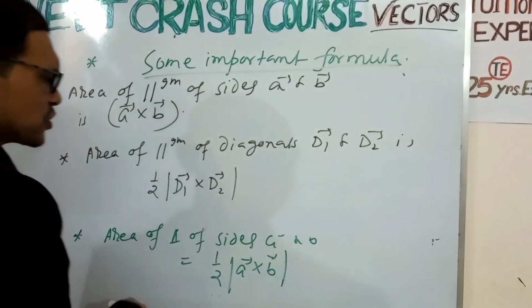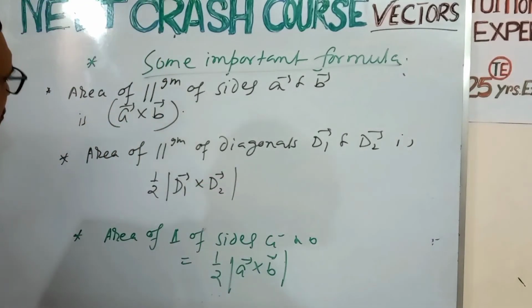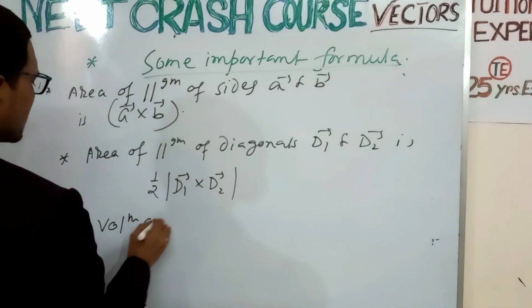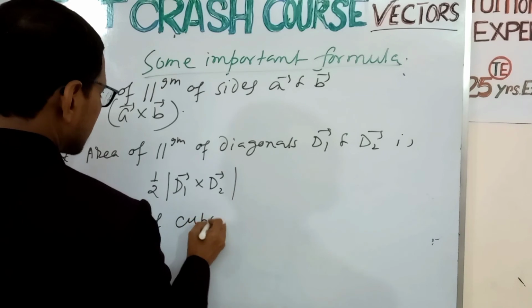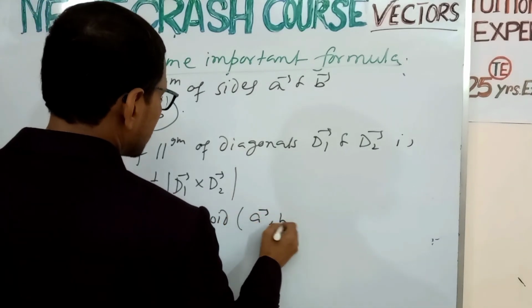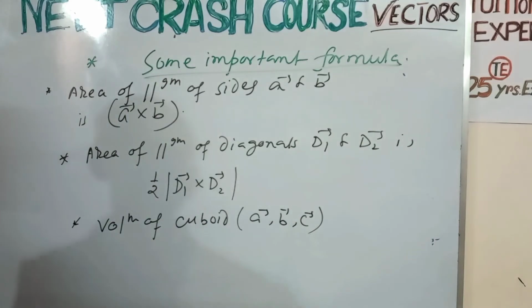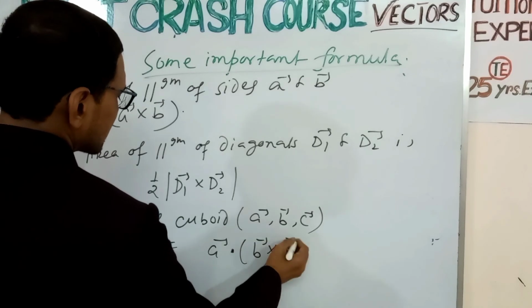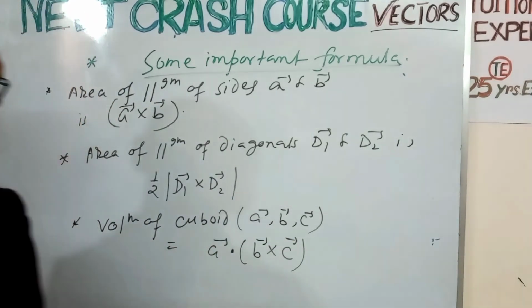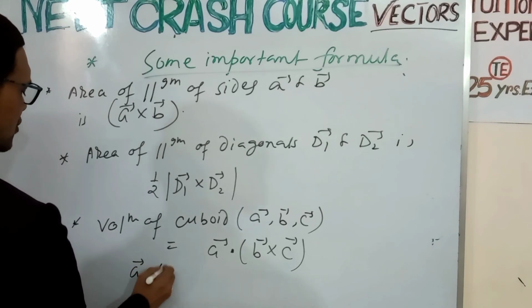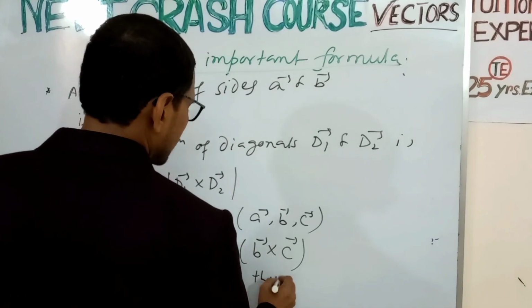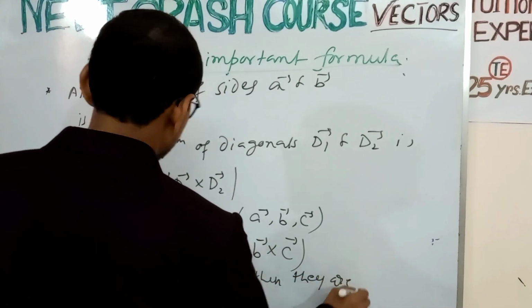I have written the projection formula of the projection vector in detail, so you have to remember these. And the volume of a cuboid whose sides are A, B, C: A, B, C are the three sides of the cuboid. The volume of the cuboid is given by A dot B cross C. If A dot B cross C equals 0, then they are coplanar vectors.